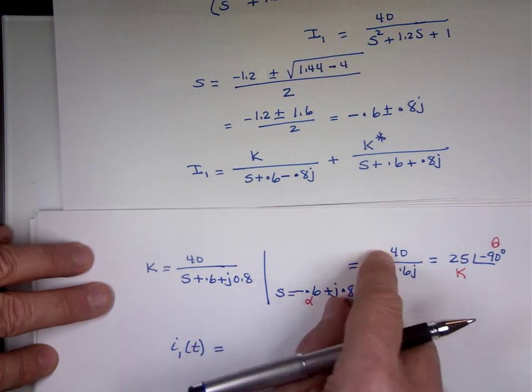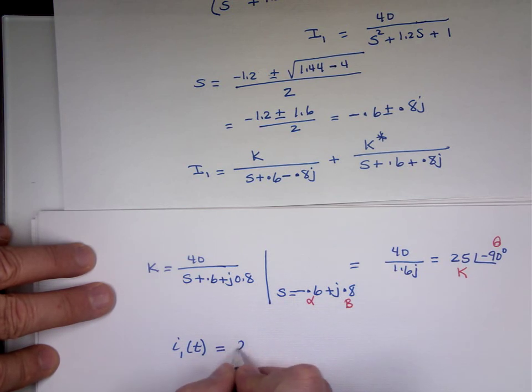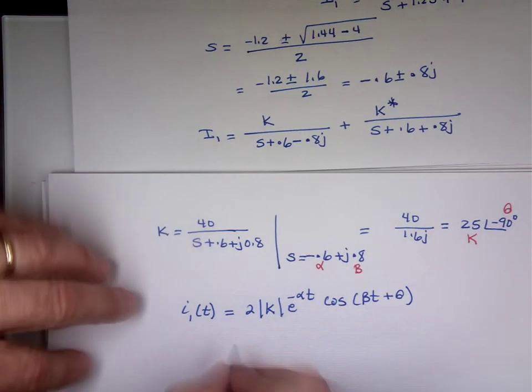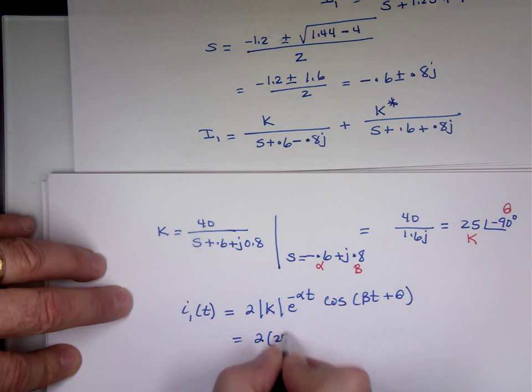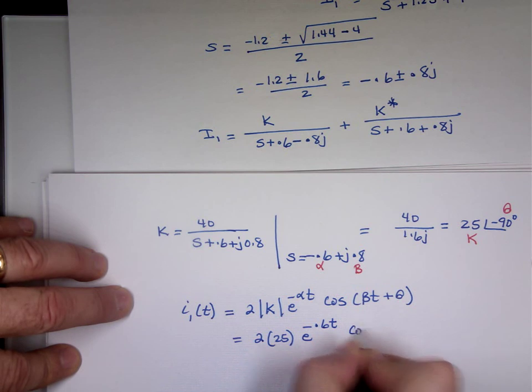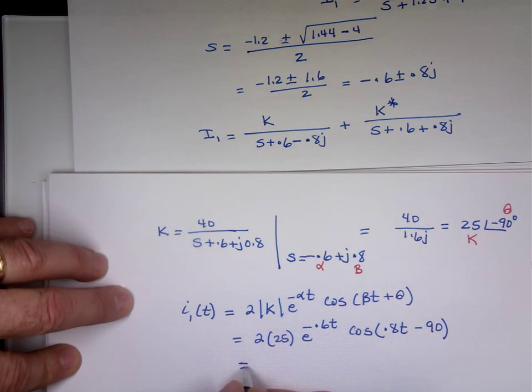So now, this will be 2 times k e to the minus alpha t cosine beta t plus theta. So what's my answer? 2 times k. K is what? 25. E to the negative 0.6 t cosine beta, which is 0.8 t minus 90 degrees. Would that be a positive 0.6 t, because you've got a negative 0.6 as your alpha? Alpha is actually just the negative there.